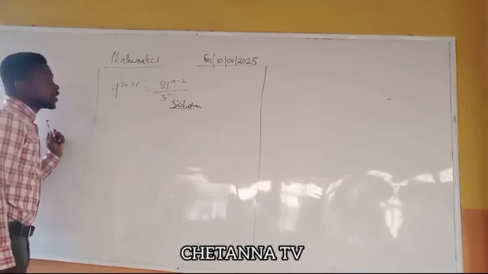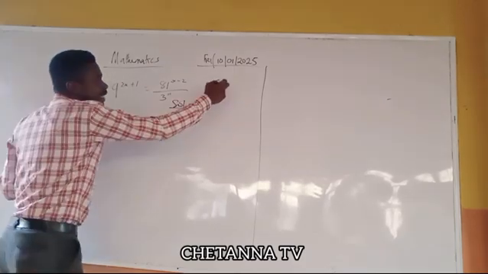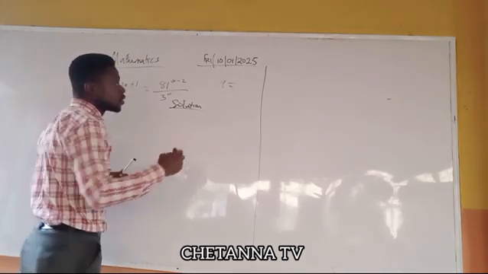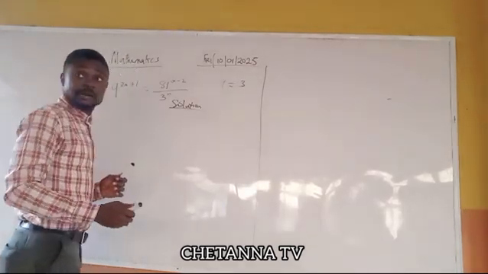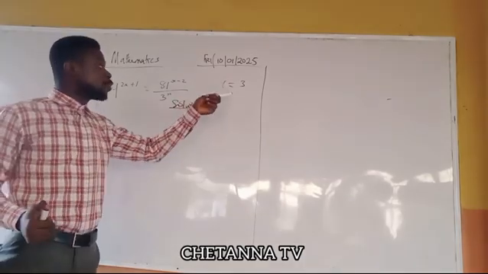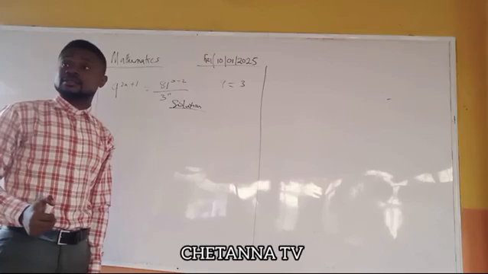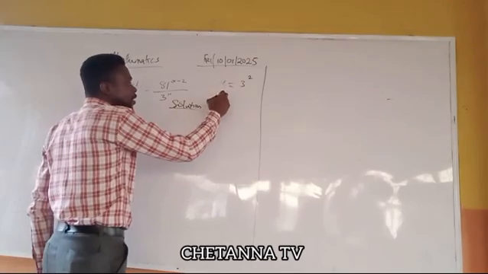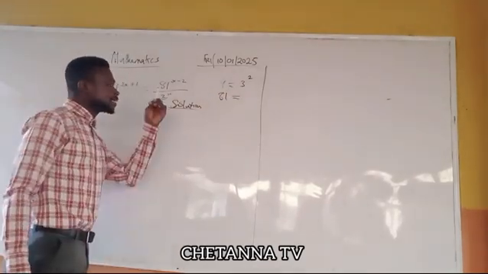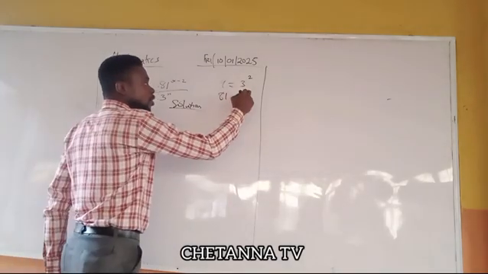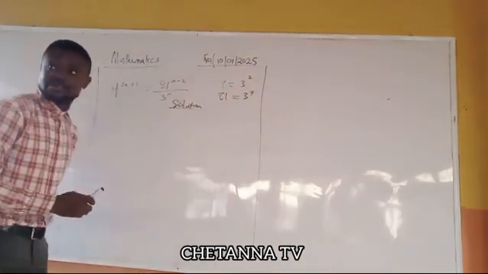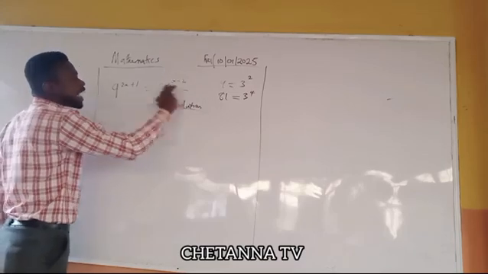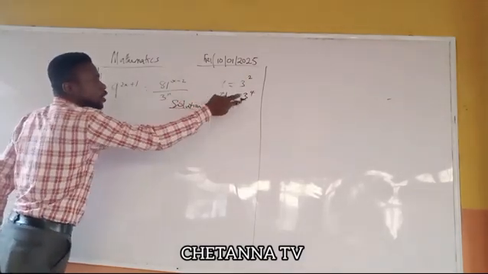Is it clear? Now, remember that 9 is written as 3 raised to power what? How many times will you multiply 3 to get 9? 2. So 9 is 3 raised to power 2. And 81? How many times will you multiply 3 to get 81? 4. So 81 is 3 raised to power 4. Is it clear now? Alright, so anywhere we see 9, we put this, and anywhere we see 81, we put this.